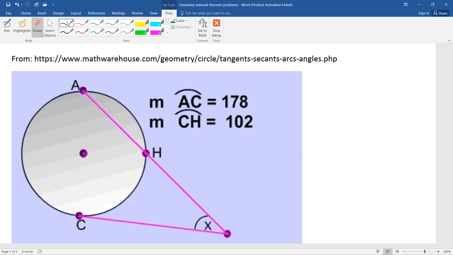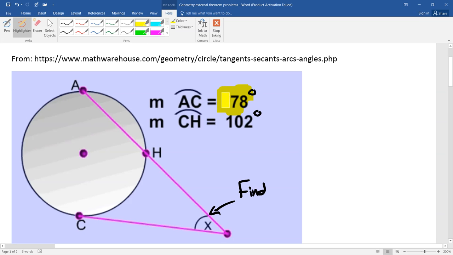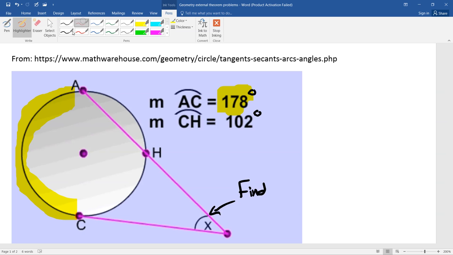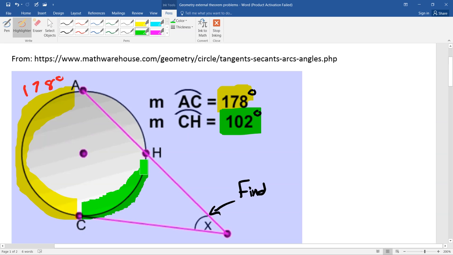First of all, I want to put the right notation. This should be in degrees. What they're asking in this problem is, find x. We want to look at the problem and the information they gave us. They told us the measure of arc AC is 178 degrees, and the measure of CH is 102.